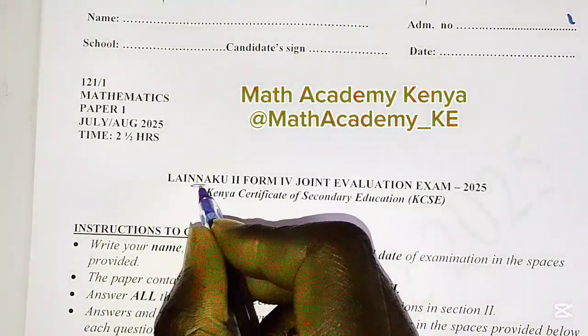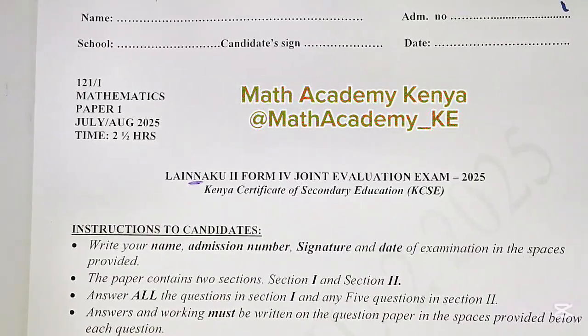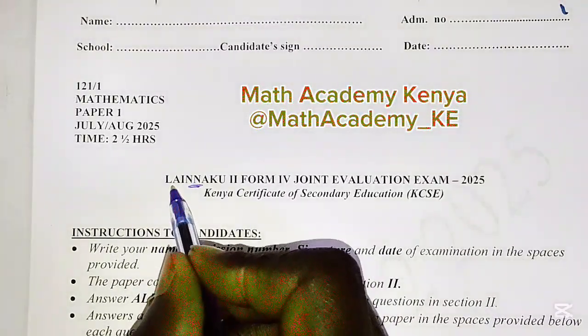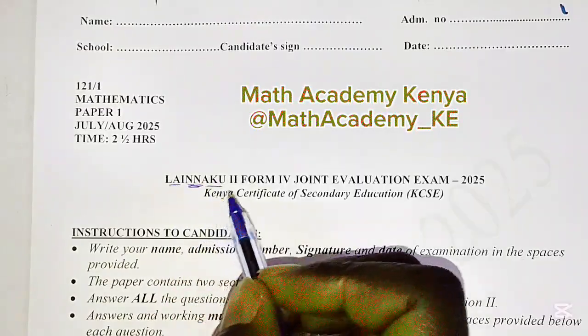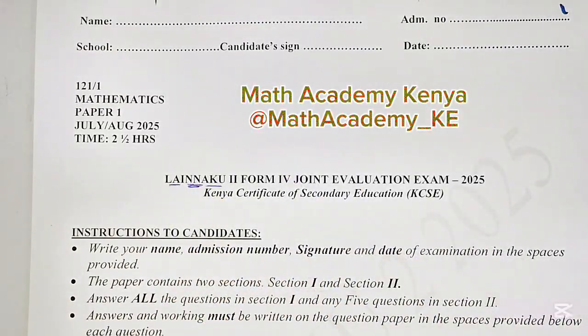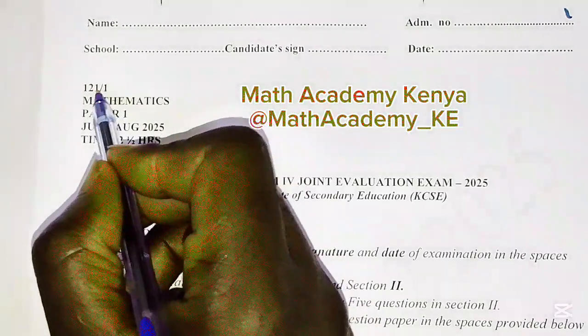Now today we are going to look at paper 1 of Laikipia, Nyandarua and Nakuru schools. They have a joint examination. It's normally done by Laikipia, Nyandarua and Nakuru counties. So this exam was done at the end of second term. And we are going to look at paper 1, that is Mathematics paper 1.